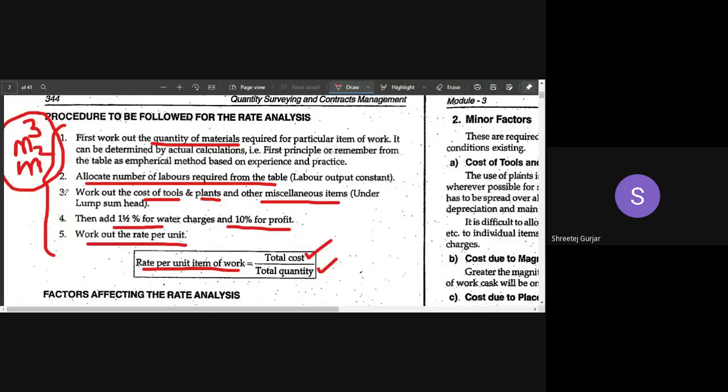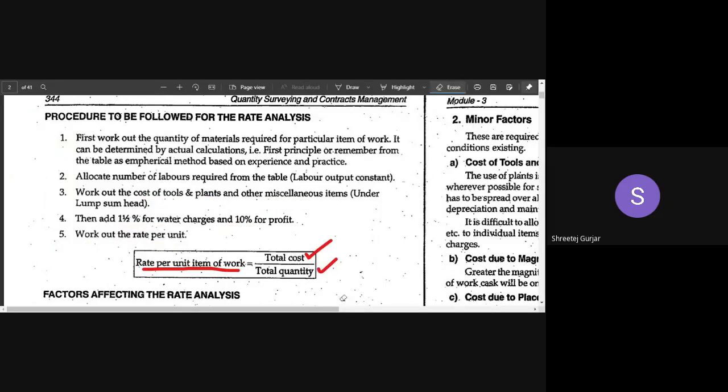So this will be done first, then allocate the labors, then take out the cost that is required for tools, plants, and other miscellaneous items, then add some water charges of 1.5% and 10% profit for yourself, and then work out a total. You need to calculate the cost and then divide that by the total quantity. So this is the procedure that you have to follow, and we will follow the same procedure while doing the analysis of rates.